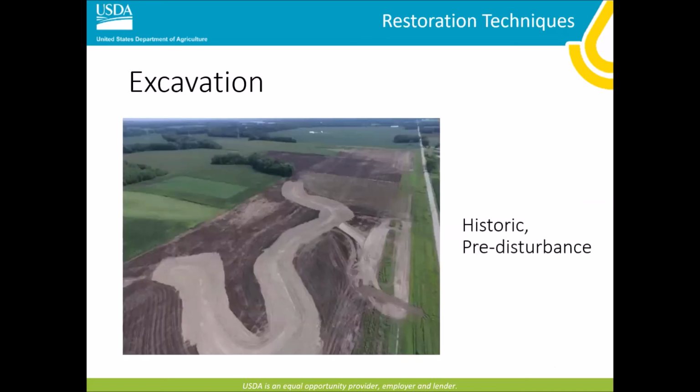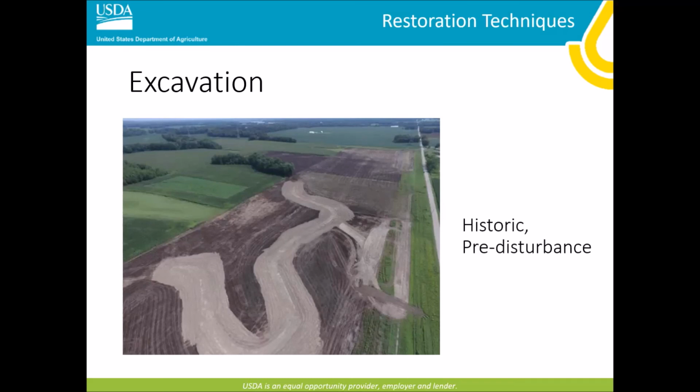So that was some of the ditch and subsurface modifications. Now I'm going to cover some of the excavation techniques that we have. I want to remind again that this method should only be utilized to recreate the historic pre-disturbance wetland features, or the caveat, to provide a source of materials for embankments, dikes, or ditch plugs. So really, we shouldn't be doing a lot of excavation unless we're trying to recreate that pre-disturbance condition that was there.